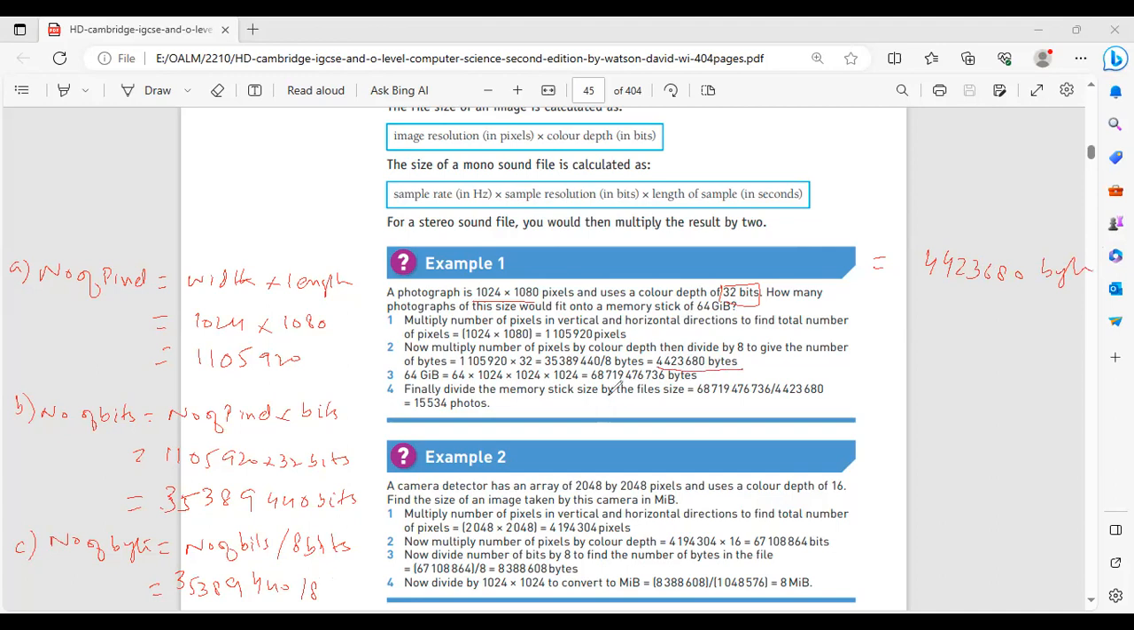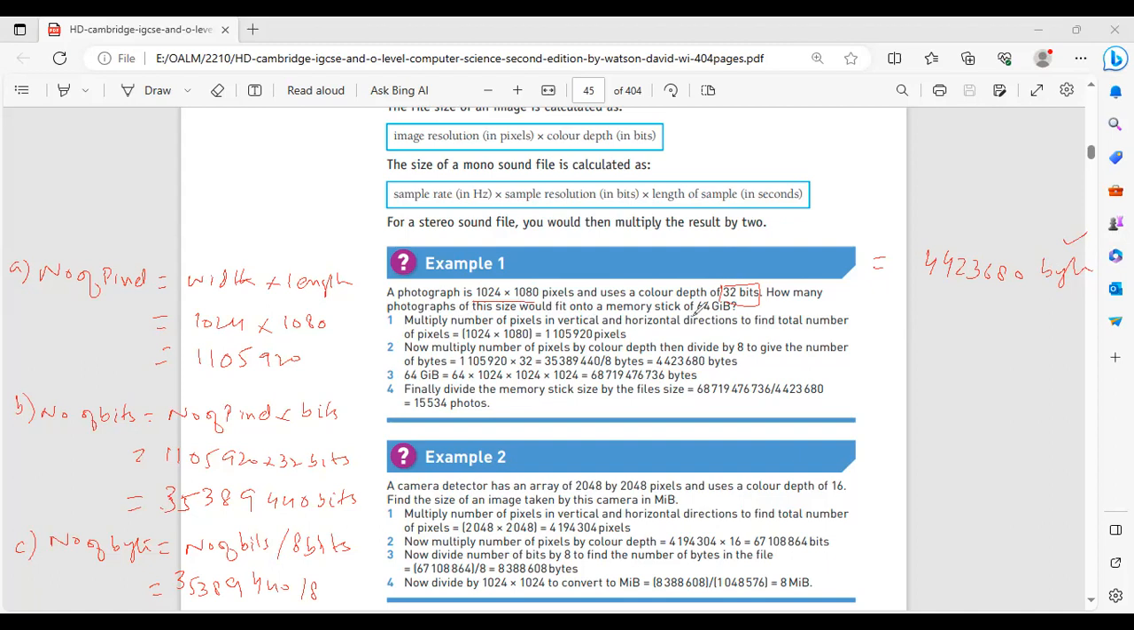Now actually they were asking about an example. A photograph is 1024 by 1080 pixels and uses a color depth of 32 bits. How many photographs of this size would fit onto a memory stick of 64 GB? So we are at bytes. We need to convert into kilobytes, then megabytes, then gigabytes. Then we can understand how to calculate the number of bytes.